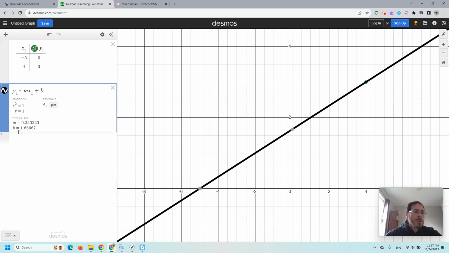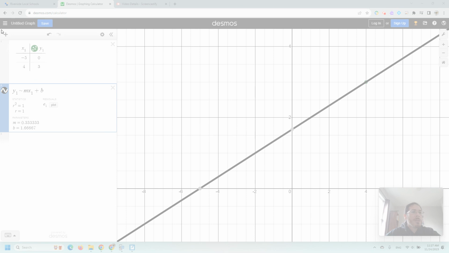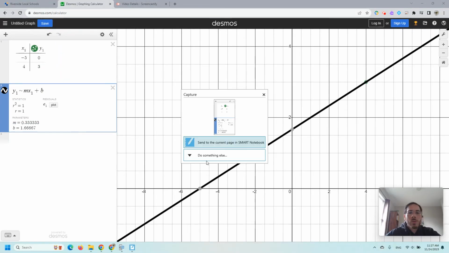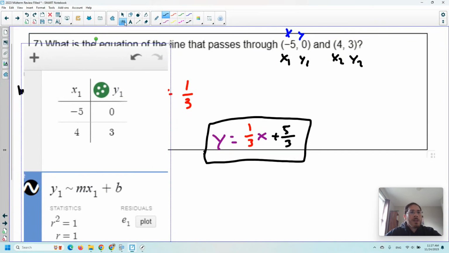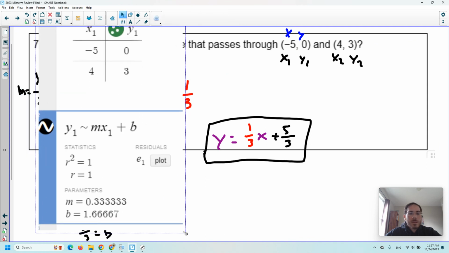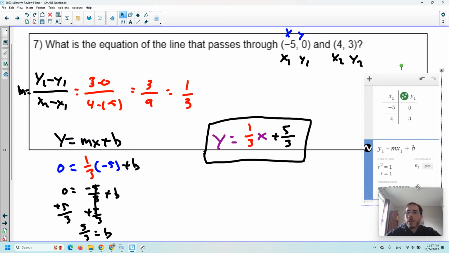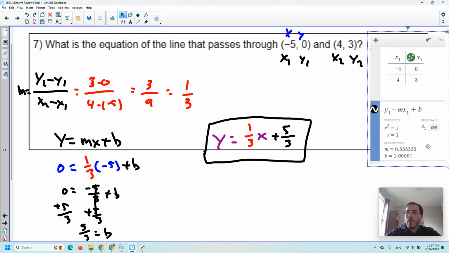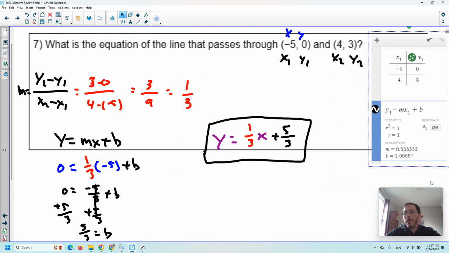And we can see that, yep, we get the same answer. Now, again, this is in decimal form, so you've got to be careful, but it is the right choice. We're going to save all this. 0.3 repeating is 1/3. And then 1.6667 is 5/3. So we do have the slope and the y-intercept. So again, there's m, there's the slope, there's b, there's the y-intercept.